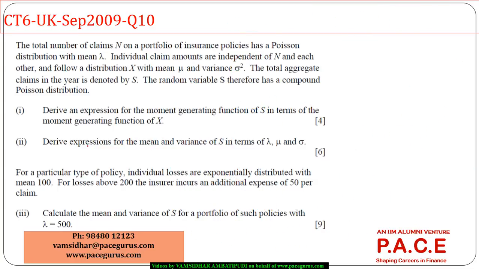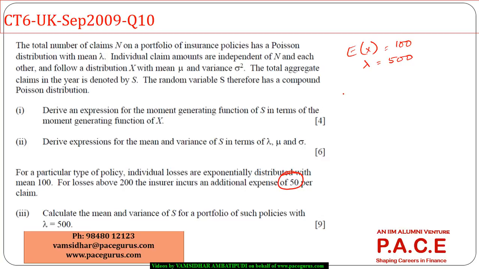All right. Now, for a particular type of policy, individual losses are exponentially distributed with a mean of 100. For losses above 200, the insurer incurs an additional expense of 50 per claim. Find the mean and variance of S for a portfolio of such policies. Lambda is given as 500.